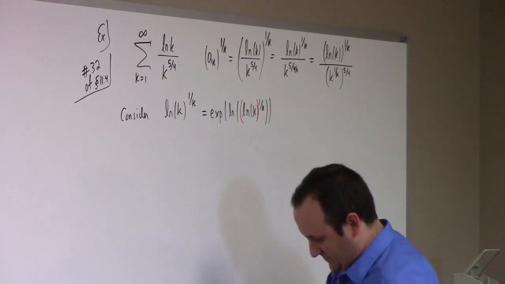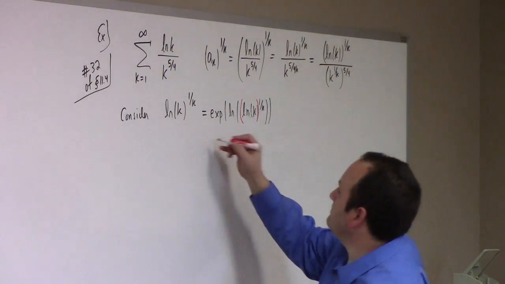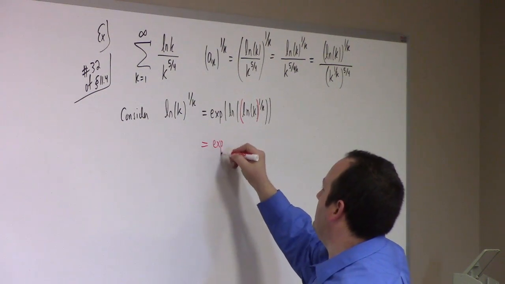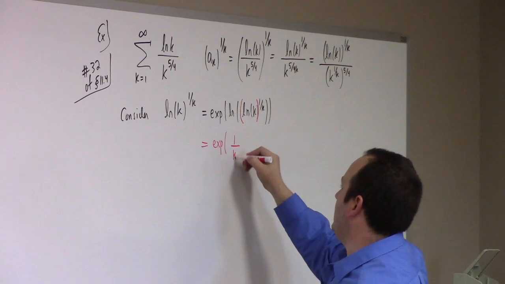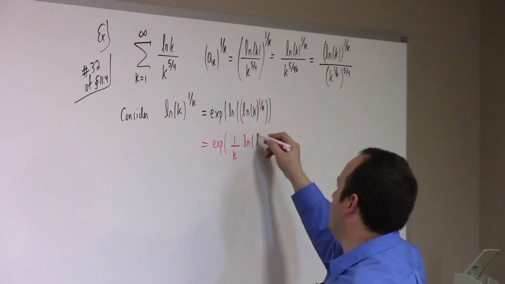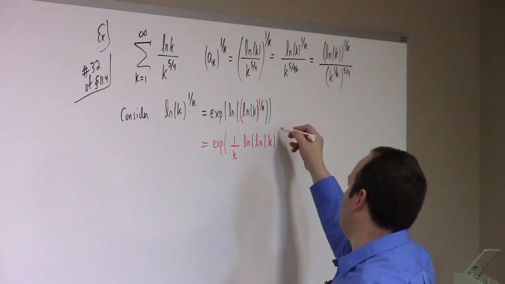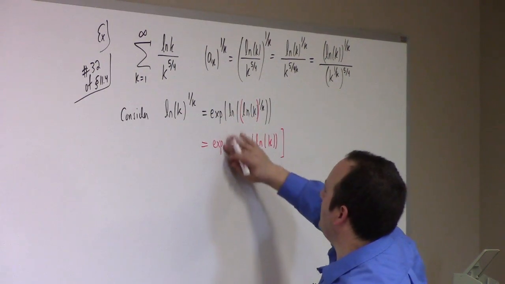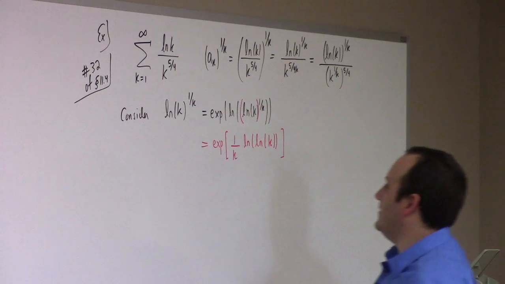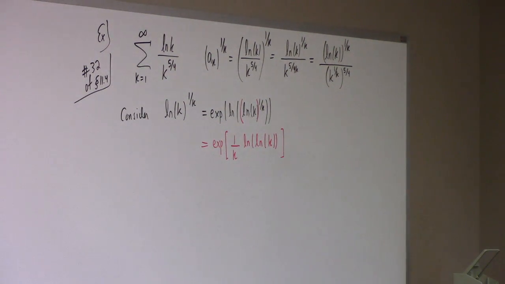All right, so I get 1 over k, natural log of the natural log of k. I knew something was wrong with what I just wrote as soon as I wrote it. I just had to pause and reflect on it. Okay, now do we all agree? Does that make sense now?